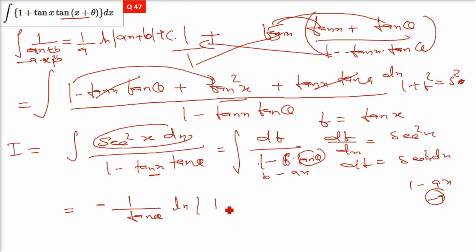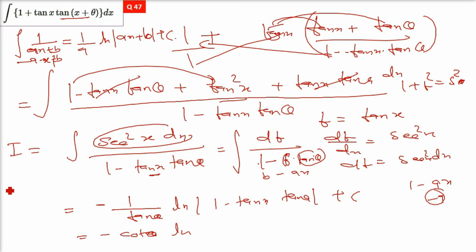Ln modulus of 1 minus tan theta tan x, because t was tan x. So it would have come 1 minus t into tan theta. I replaced t by tan x. So that is why we have 1 minus tan x into tan theta plus c. Now this is your answer. You can just stop here.